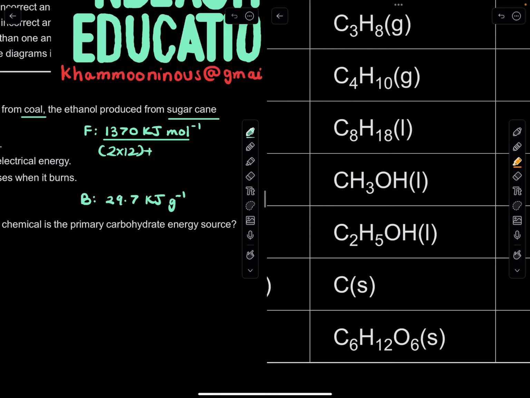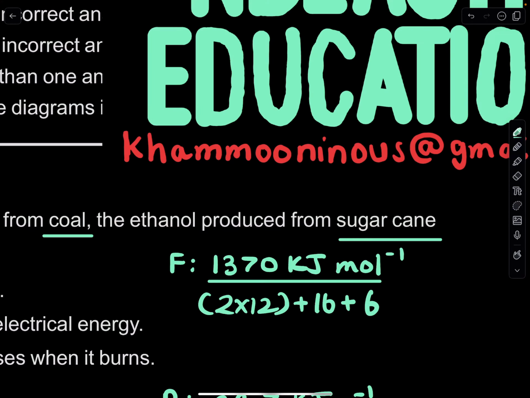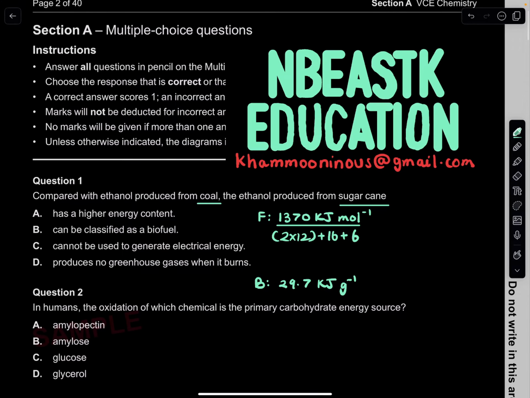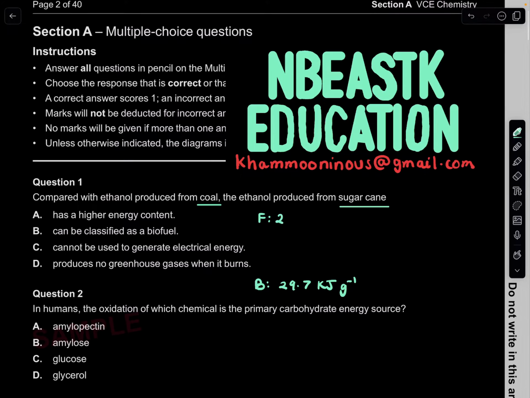1 oxygen, and how many hydrogens? We have 6 hydrogens. Done. So putting this in this formula, I am able to convert that into kilojoules per gram. So 1370 divided by (2 times 12 plus 16 plus 6). Simplifying all this, that gives me 29.8 kilojoules per gram.